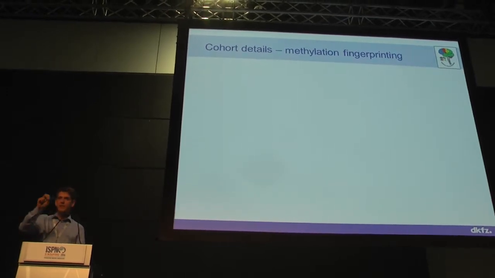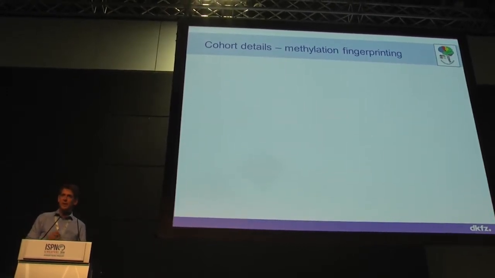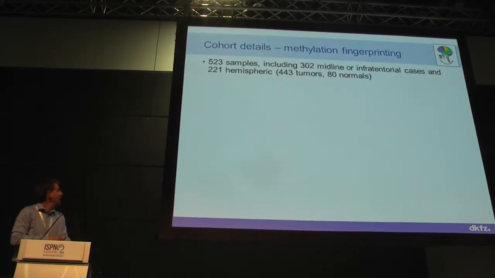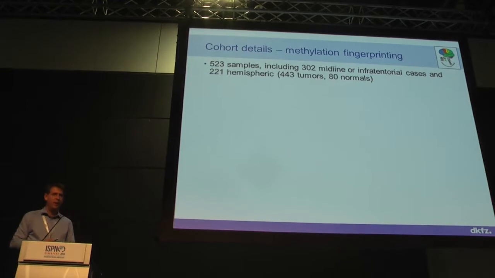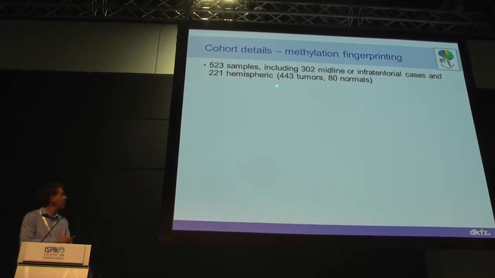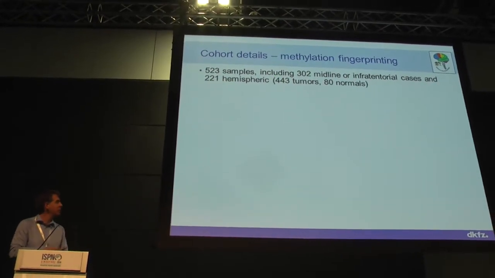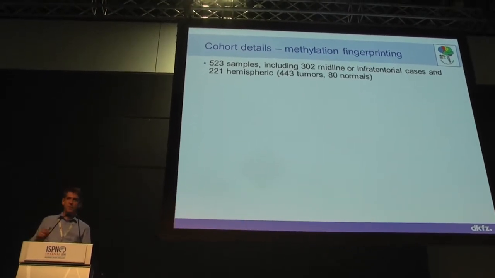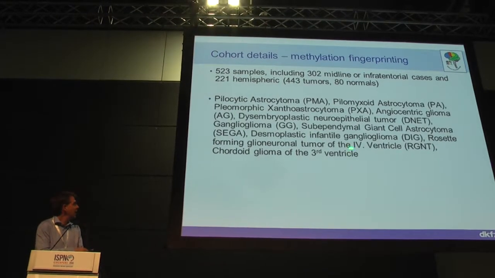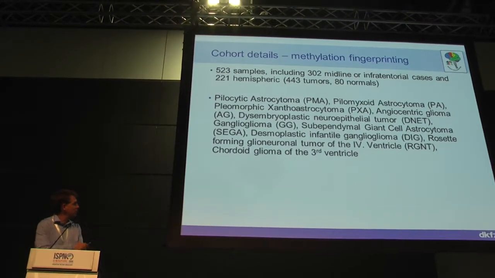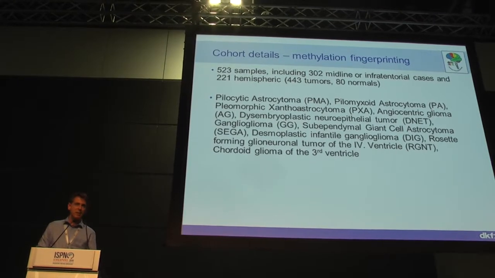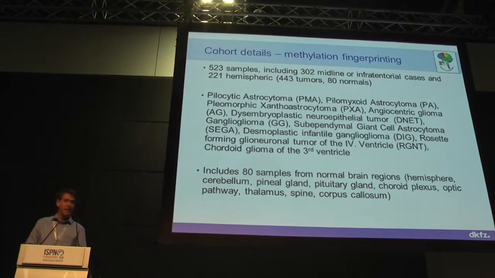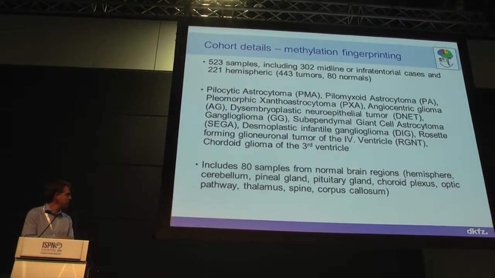So this is something that remains very stable across the disease from the cell of origin until a relapse of a tumor. And we have collected a large number of low-grade glioma samples. Overall, it's more than 400 tumor samples, and also 80 normal samples from different locations in the brain. It contained sufficient numbers of all the entities that are mentioned here, which are pathologically defined.